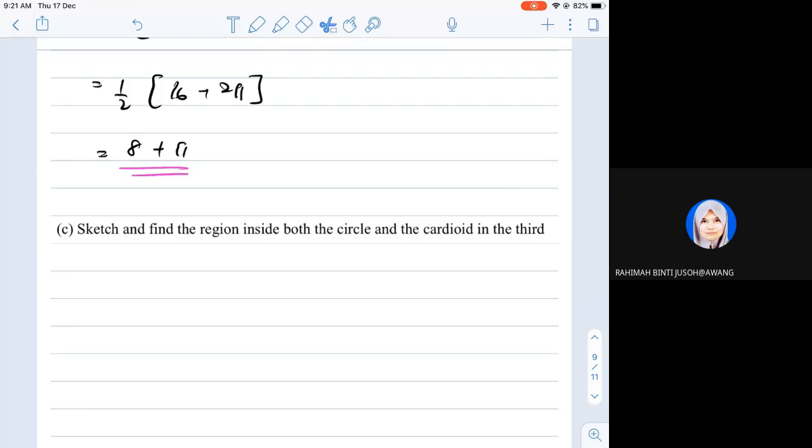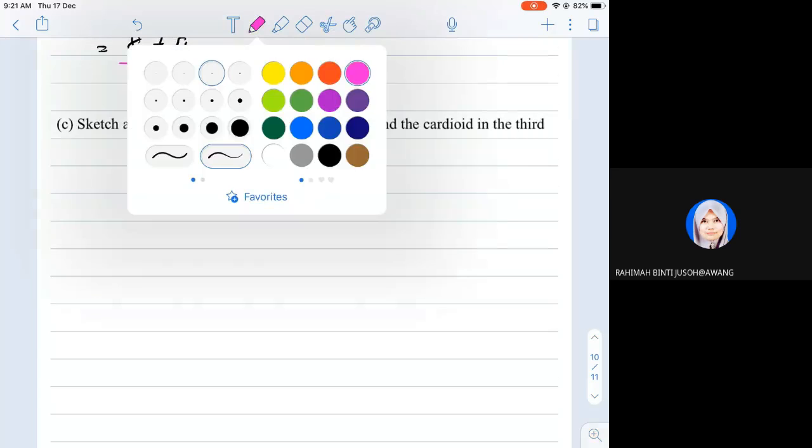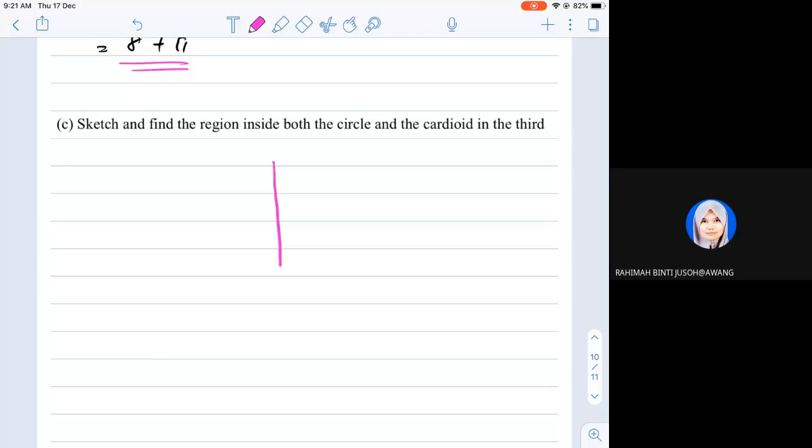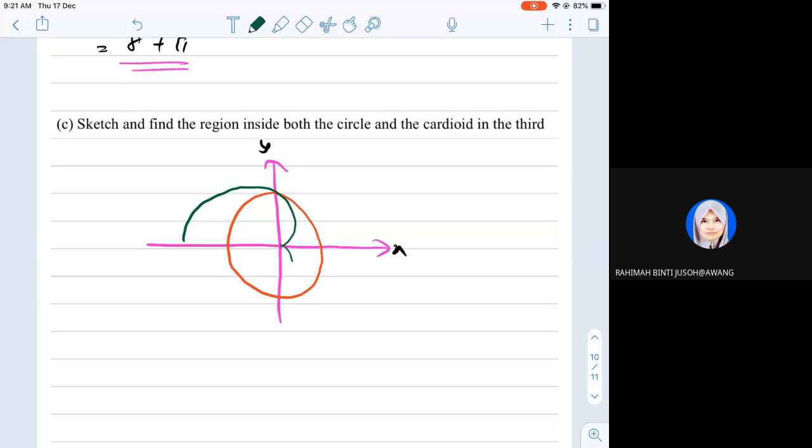Okay, so question C. Sketch and find the region inside both the circle and cardioid. Inside both this time. Let's sketch. Inside both. So we have this, X and Y. So let's say again I use red color for the circle and then the green color for the cardioid. Here should be 2, negative 2, negative 4, negative 2 and 2.